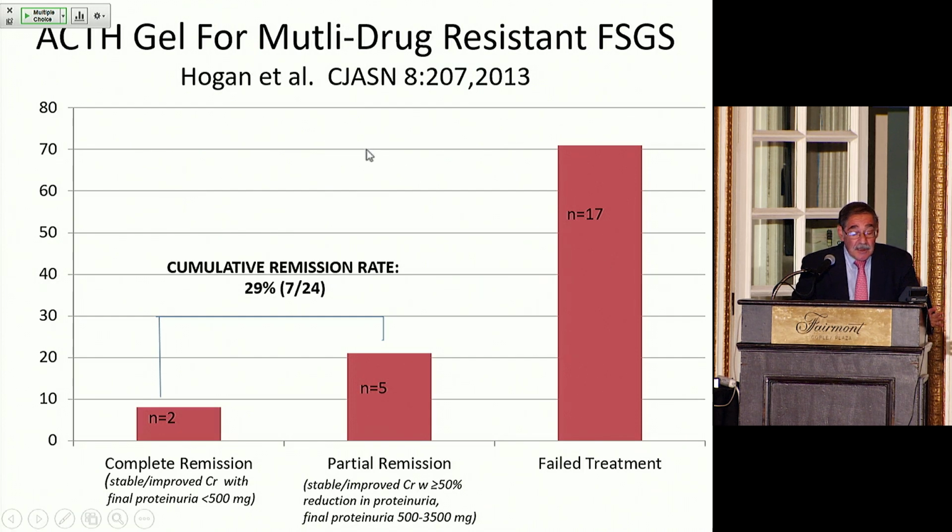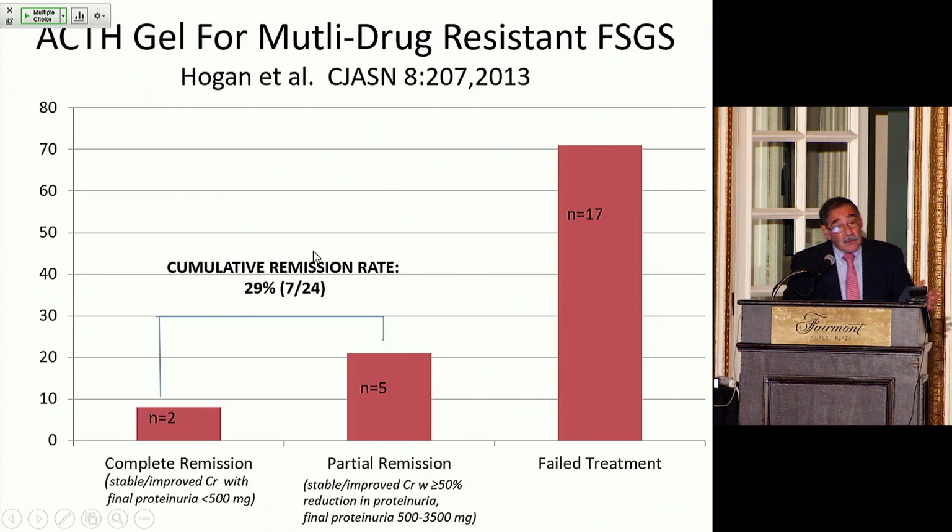ACTH, limited data. This is John Hogan when he was a fellow at Columbia. He runs the Glomerular Center at Penn now, that put together a group of 24 patients here that you're looking at, people who are multi-drug resistant, getting ACTH for focal sclerosis: 2 complete remissions, 5 partial. So that's 30% of them remitted with ACTH.